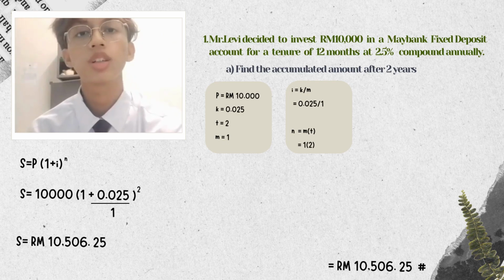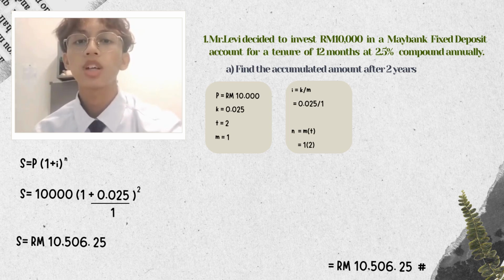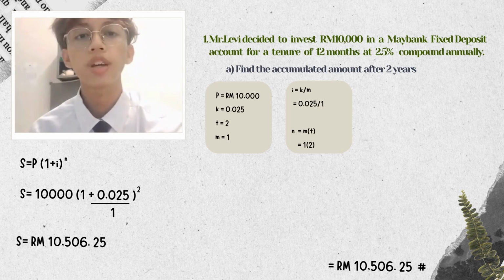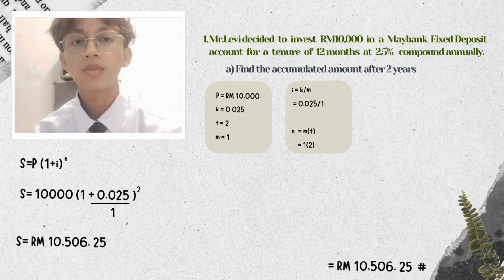To find the accumulated amount, which is S, we can use this formula. S equals P(1 plus I)^n. S equals P, which is 10,000, (1 plus I). Our I here is K divided by M, which is 0.025 divided by 1. And lastly N, which is M times T. We got 2. After that, we can just use our calculator to get the answer.